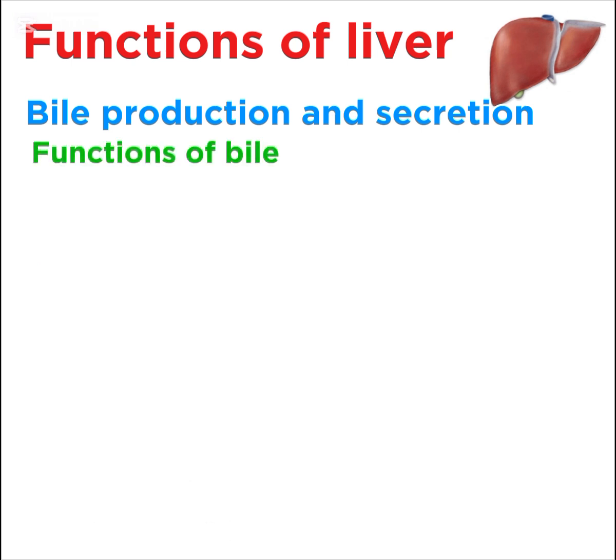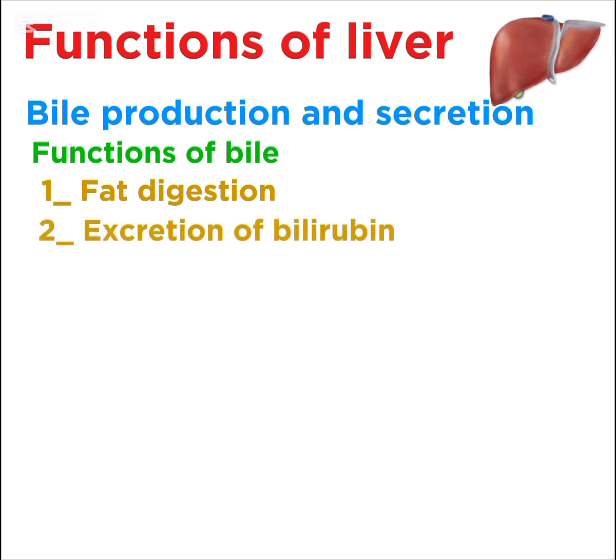Functions of the bile: fat digestion. Bile emulsifies the fat and converts the large fat globules into small droplets. It helps in the digestion and absorption of fat and fat soluble vitamins by making them more water soluble. Bile also helps in the excretion of bilirubin.